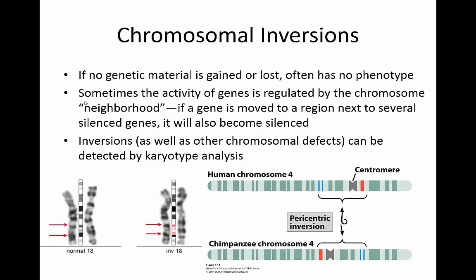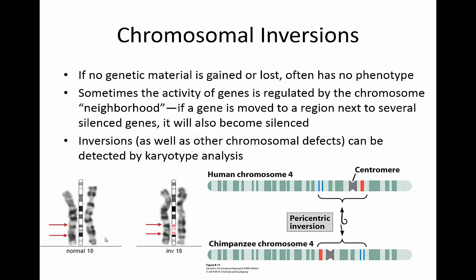The reason why there sometimes is a phenotype is because genes are actually affected by their position on a chromosome. We'll go into this more when we talk about epigenetics. This example here is simply looking at an inversion that has taken place between two related species, humans and chimps.